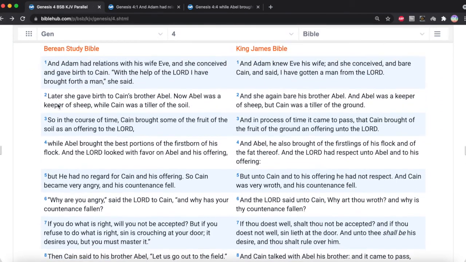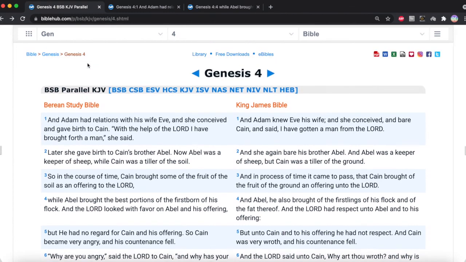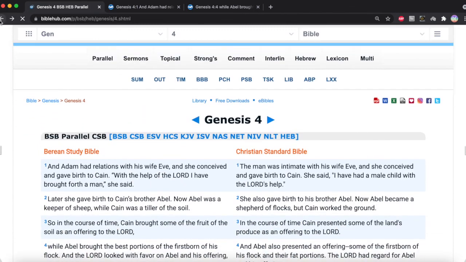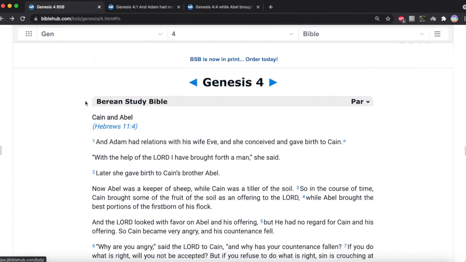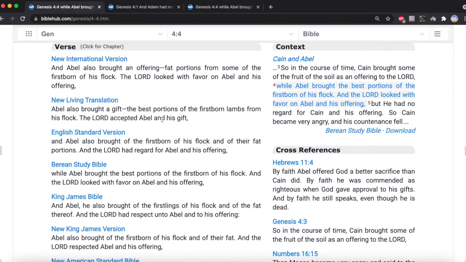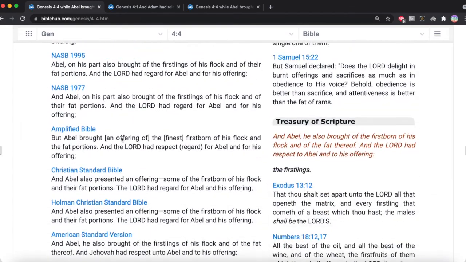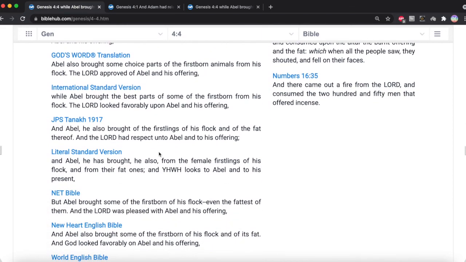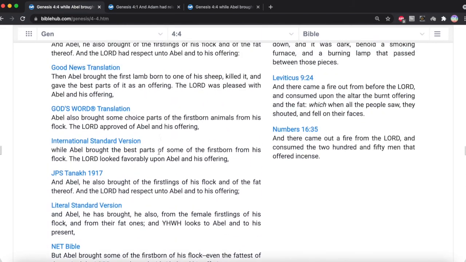Y'all, okay, so while I'm on this page, or say I'm not doing the parallel thing, I'm just looking at the verse. I can do it here too, where I just click on the verse, and then boom, it shows me all the different English versions they have available. And again, one that they don't have is the NRSV, which I really like.